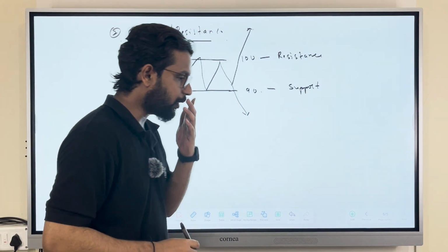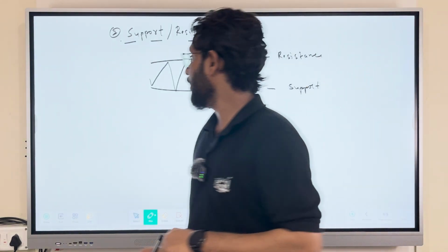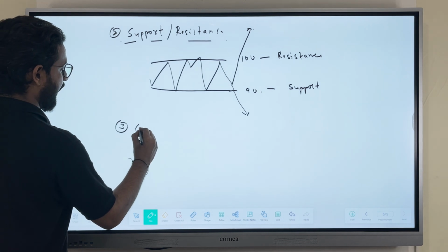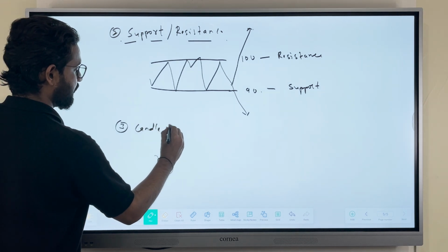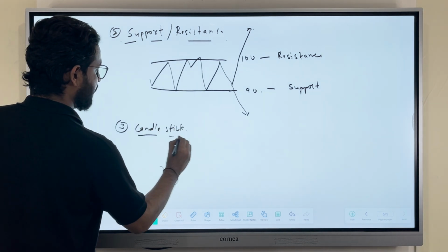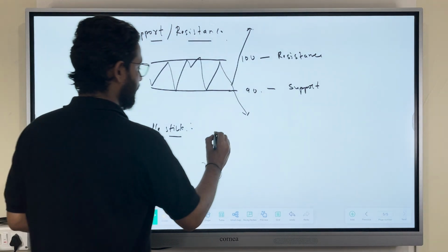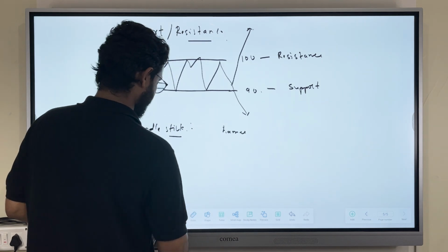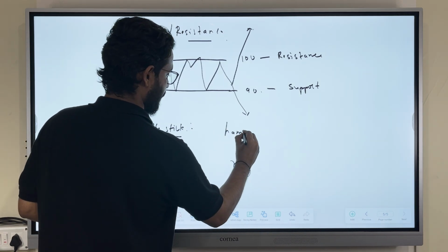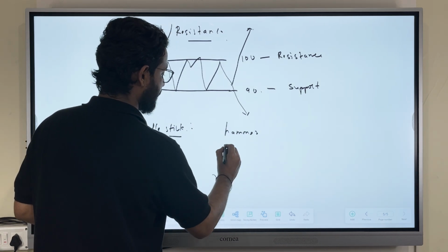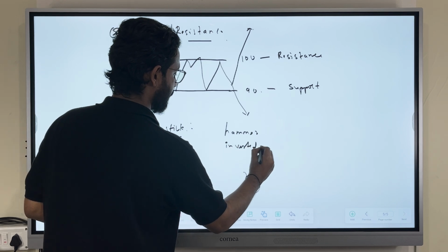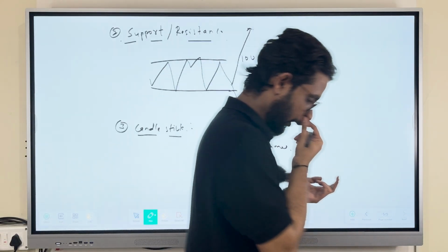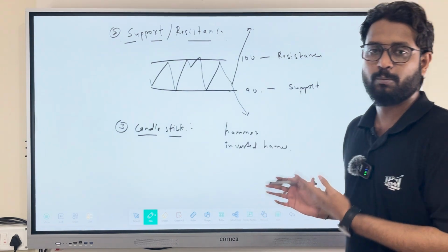Okay, now the third thing that helps traders or investors in technical analysis is nothing but candlestick patterns. Okay, there are many candlestick patterns, of which I'll give you some. Let us say there is a hammer. Okay, and then again there is an inverted hammer. Okay, so these are two examples of bullish candlesticks.